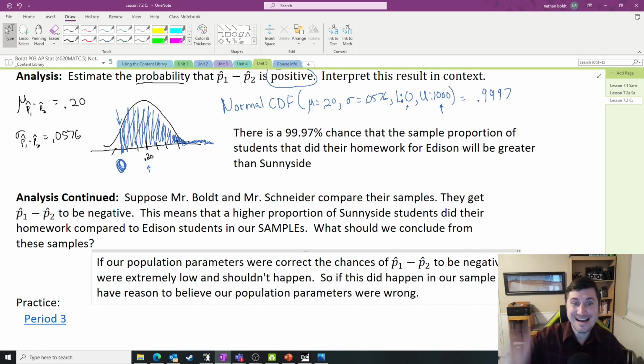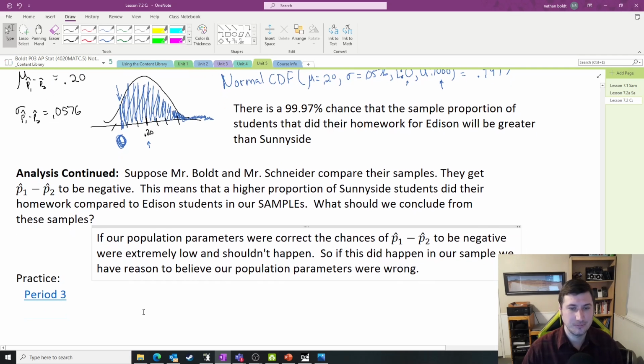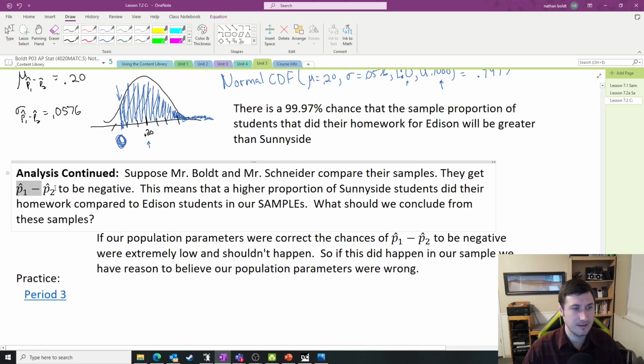All right, there was a 99.97% chance that Edison's numbers were greater than Sunnyside's. So when we actually take the sample, if that's not the case, then we're gonna have to doubt those original population numbers. That 70% and that 50% from the beginning, we're gonna doubt those. Because the result we saw, P1 hat minus P2 hat being negative, should not have happened. But again, that was a suppose. Suppose that's what we saw. Then we would have reason to believe our population parameters were wrong.